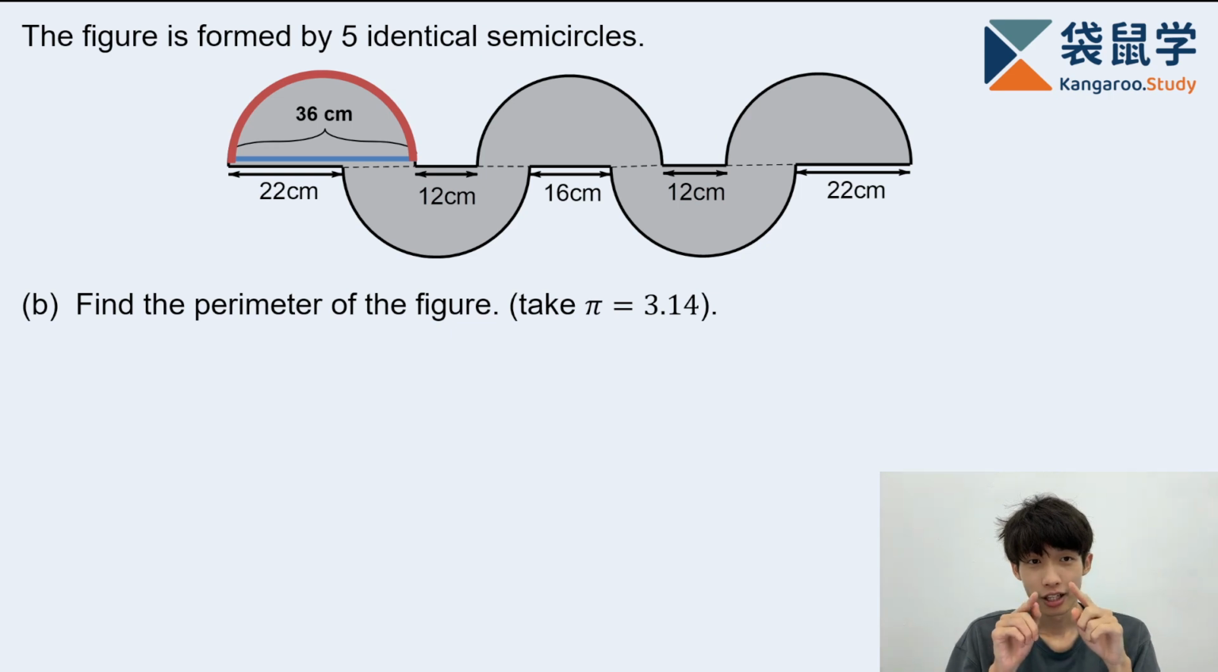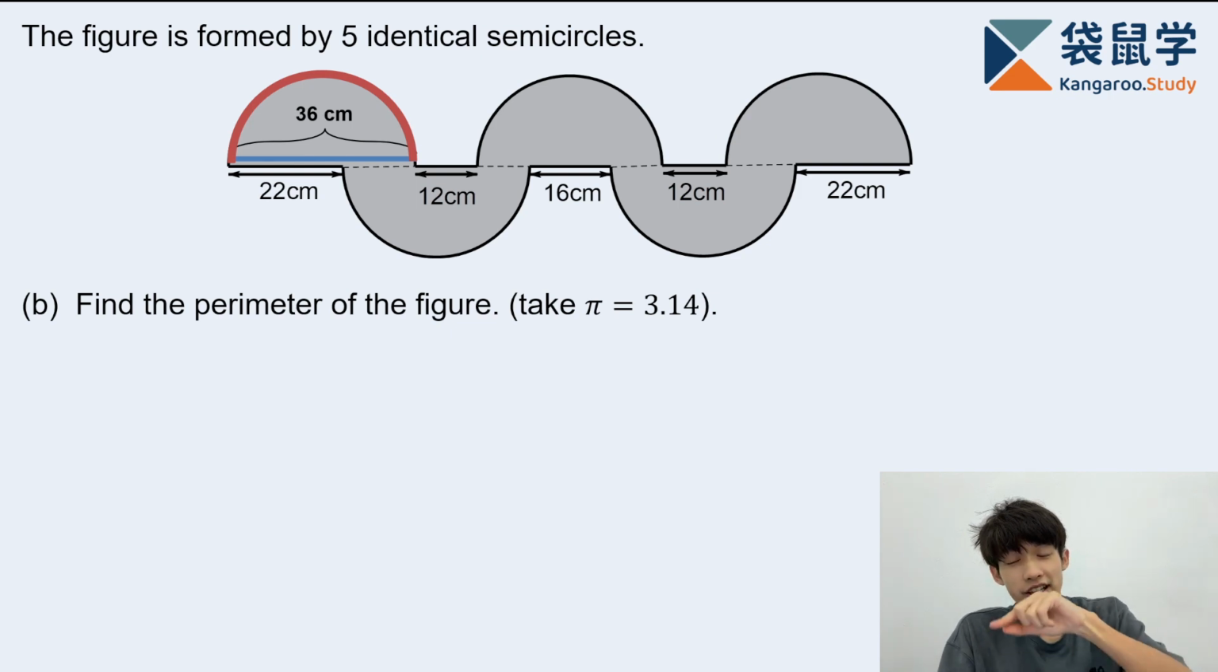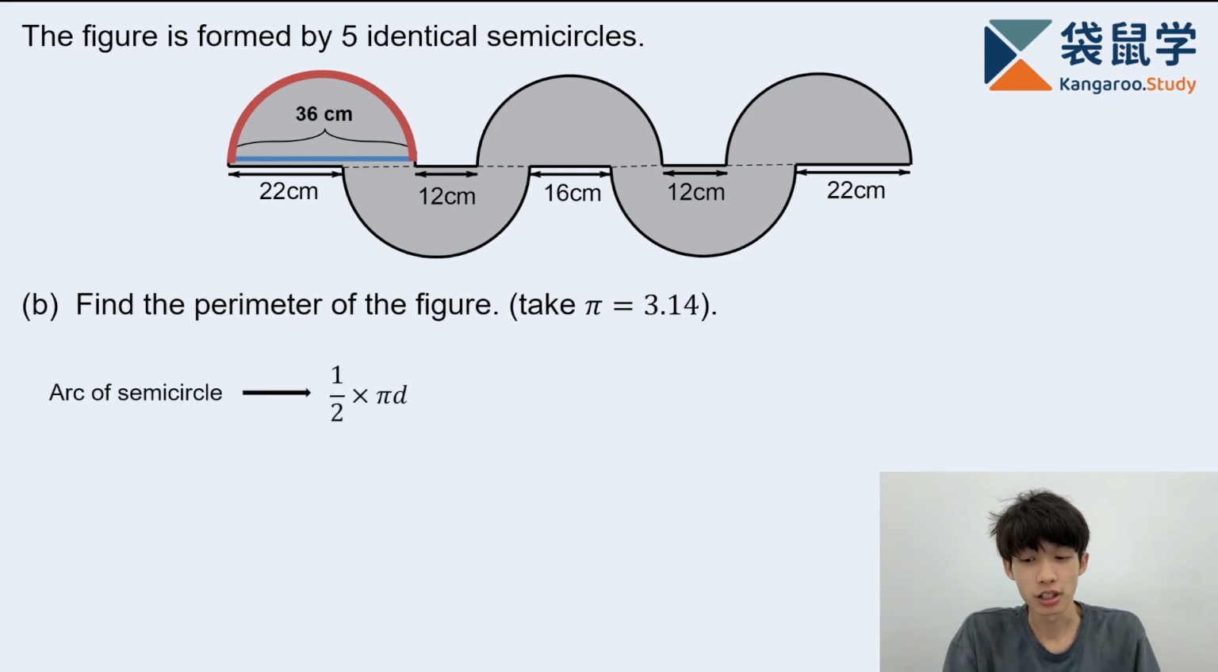Now, what should be the calculation to find a full circle's circumference? Pi times d, or we can use 2 times pi times r. But how about half of the circle? This arc represents half of a full circumference. So it should be 1/2 times pi times d. So the arc of a semicircle is represented as 1/2 times pi times d. And that's how we calculate this arc.